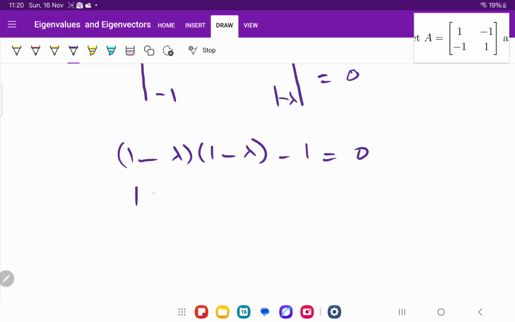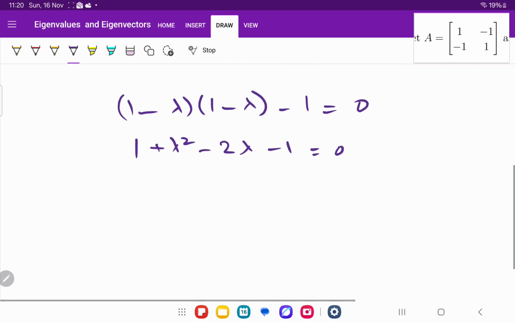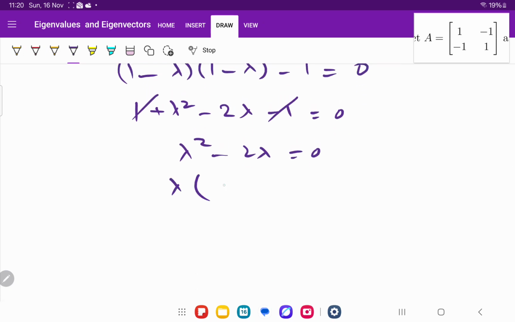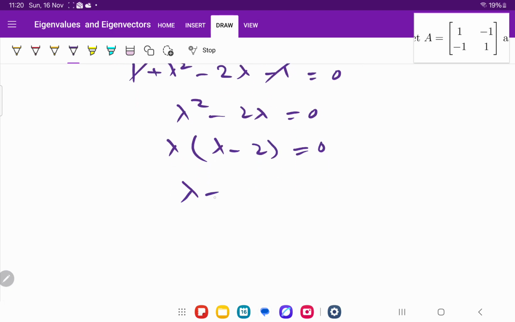1 multiplied by 1 is 1, lambda multiplied by lambda is plus lambda square, and minus 2 lambda minus 1 equal to 0. We are solving this by multiplying. The 1 and minus 1 will cancel each other. So lambda square minus 2 lambda equal to 0, and lambda(lambda minus 2) equal to 0. So we are getting two values of lambda.